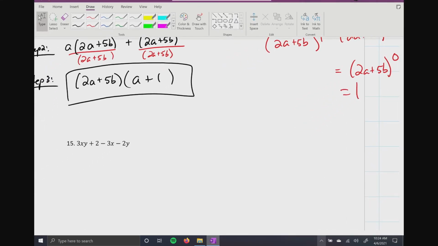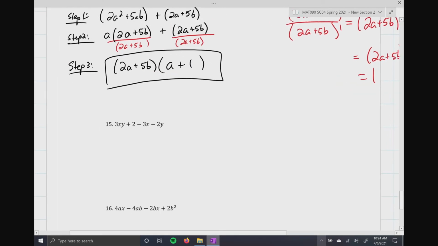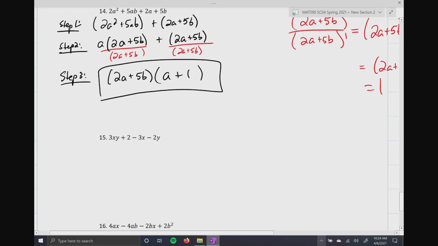Let's do the next one. Am I moving too fast or are we okay? Because factoring, I can really start to move fast. All right, let's look at this next one. Okay, now, if you're writing in pen, I'd wait. If you're writing in pen, I would wait.